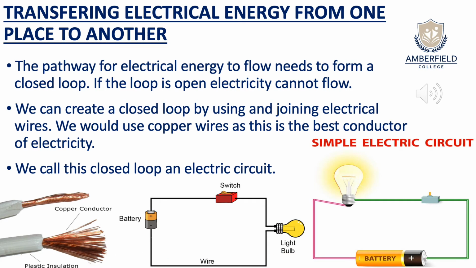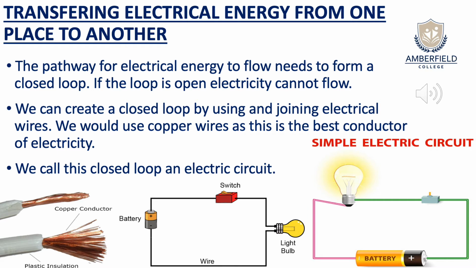Transferring electrical energy from one place to another. So now we need to look at the pathway for electrical energy to flow, which needs to form a closed loop. So for electricity to flow, it needs to form a closed loop, meaning that our copper wires, which is our conductor, need to completely close to each point for electricity to flow, meaning if we have an open circuit, electricity cannot flow. So the pathway for electrical energy to flow needs to form a closed loop, a closed circuit. That means electricity flows. But if the loop is open, electricity cannot flow.